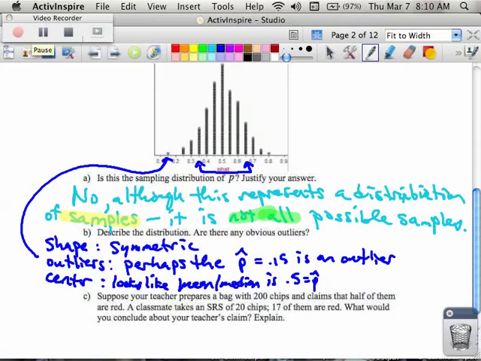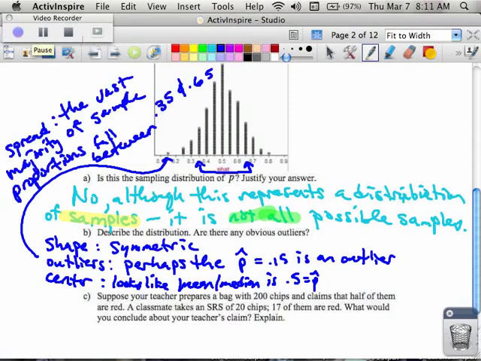Oh, spread. So maybe that's where I would talk about it. Okay, so the last part that we didn't mention earlier, which I'm repeating because I didn't have my recorder on, is that in the spread, if you were to mention something, it looks like to me that the vast majority of our observations occur between 0.35 and 0.65 for our sample proportion.